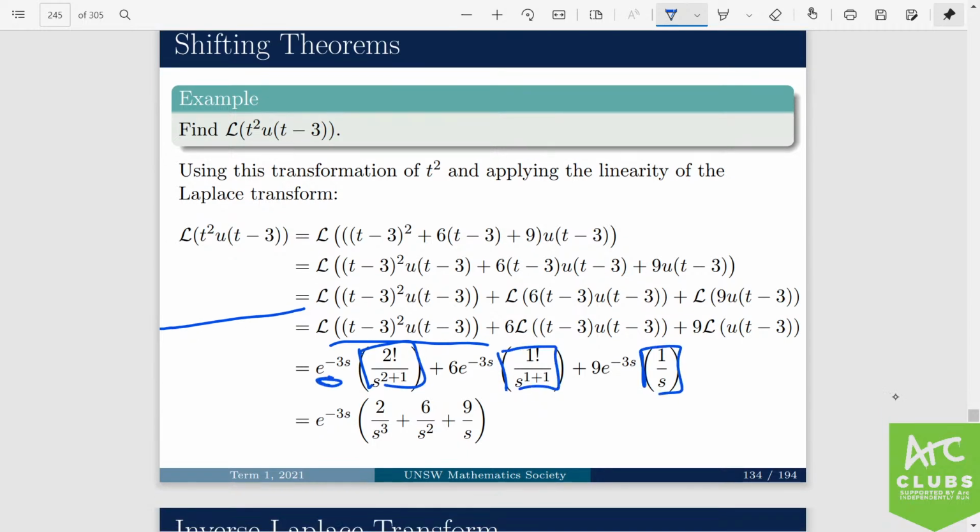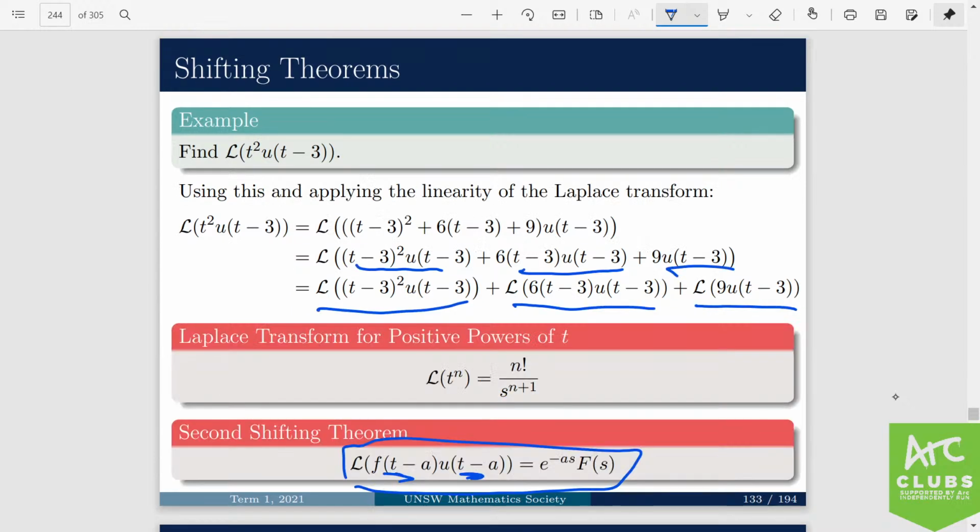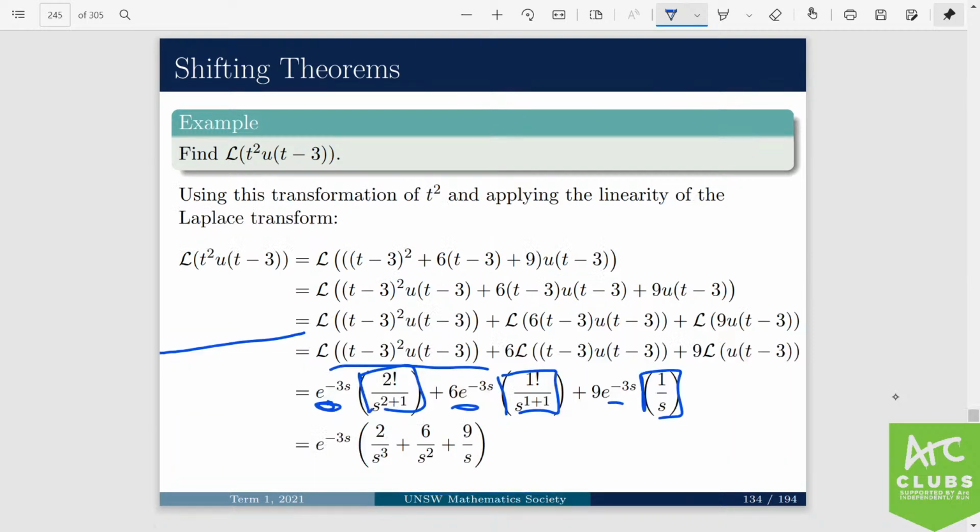And now that's how we get these 3 things here, right? But it's important to remember we have to put this out the front according to our shifting theorem. So because this is t minus 3 squared multiplied by the Heaviside function at t minus 3, we need to use this shifting theorem and multiply another exponential at the front of each of them. And that's what we've got here. And the 6 is just the constant that was attached, and the 9 was a constant attached. So then that's how we get these 3 terms. And then if we want to, we can rearrange and factorize, and we get this over here.